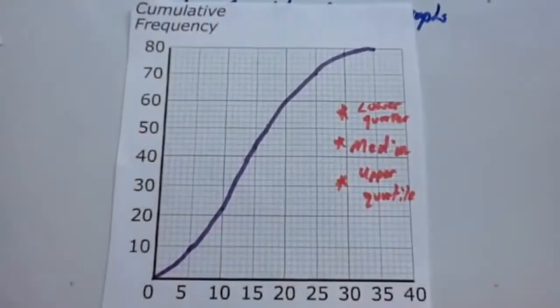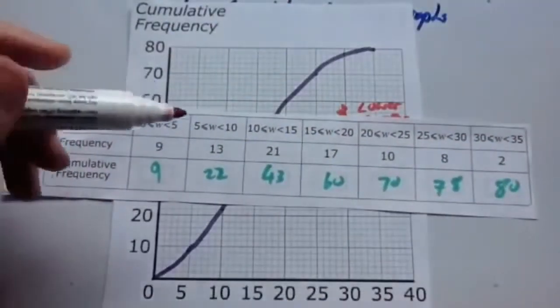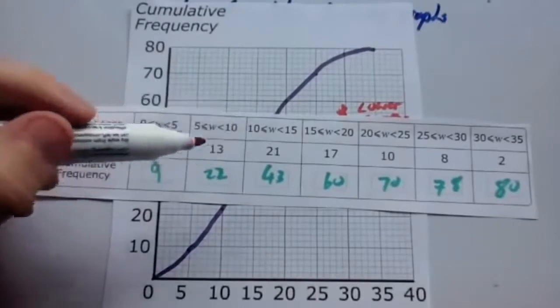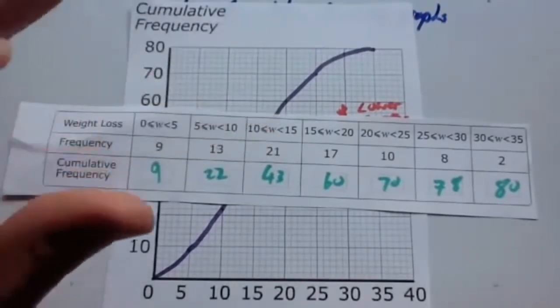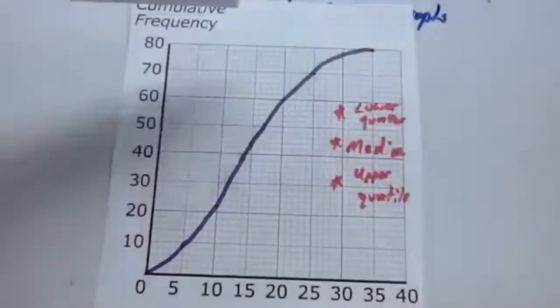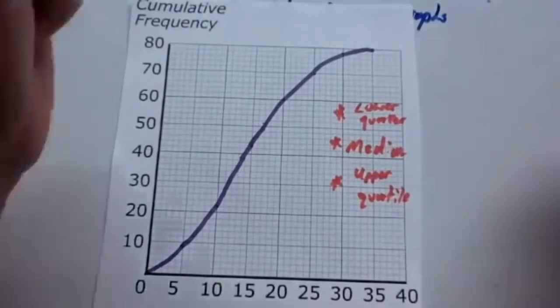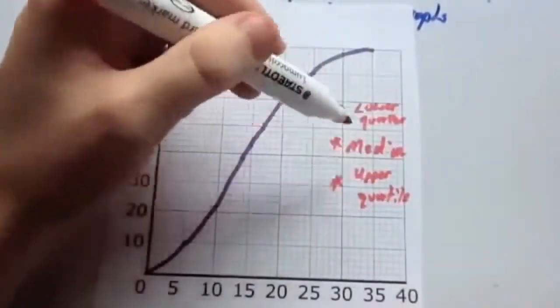Now the first thing to highlight is that because this is for group data, here's the table that I used initially to draw this graph. As this is group data, any calculation we do for the median, the lower quartile and upper quartile will be an approximation, an estimate. So we're going to use this graph to work out these three approximations.